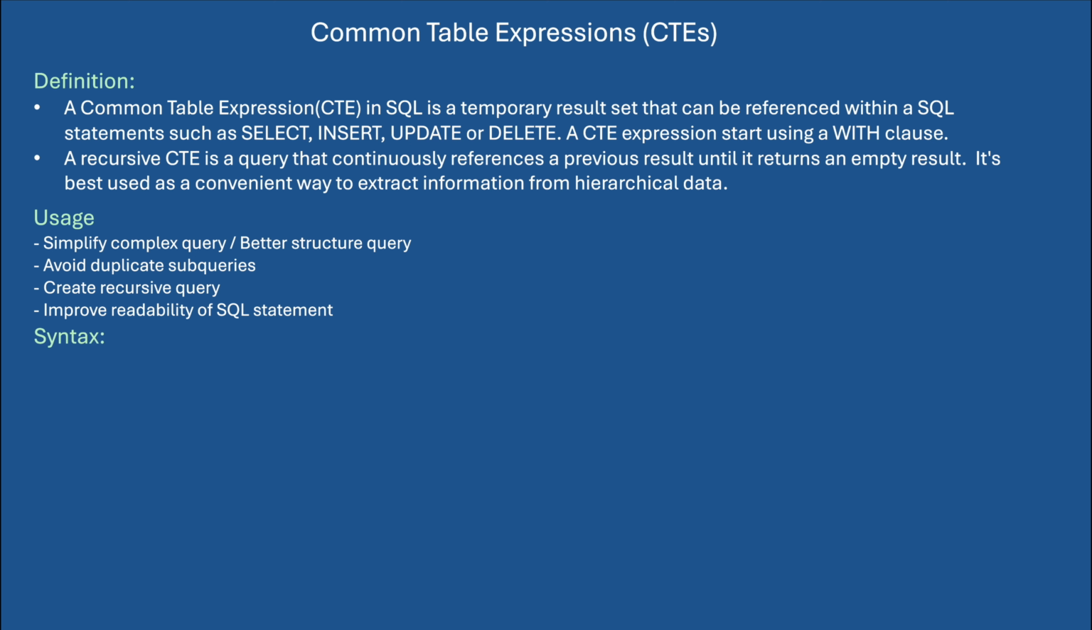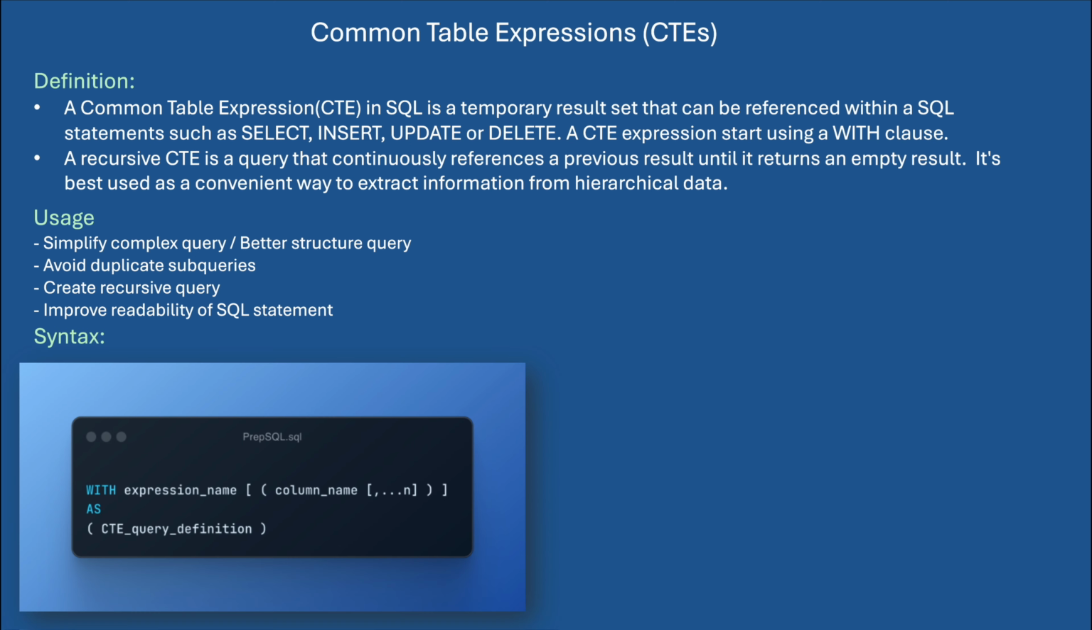When it comes to the syntax, as mentioned above, the CTE or common table expression starts with the with clause and the expression name, followed by optional column names if you want to pass them, and then the as keyword, and after that a bracket. Within that bracket we have the CTE query definition.